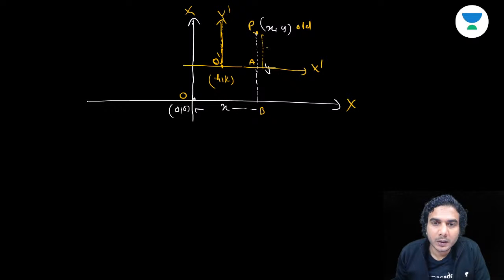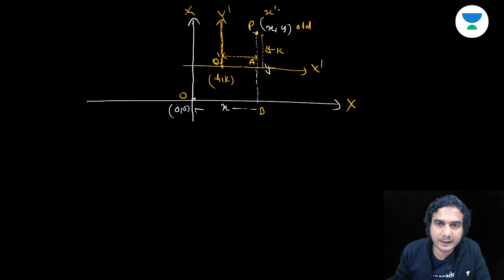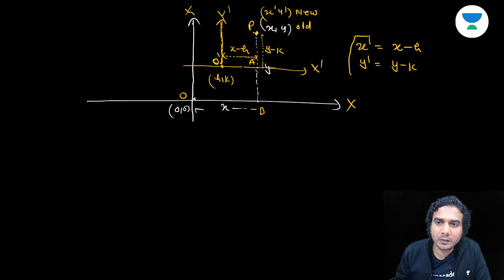y minus k, very good. So this is going to be y minus k. And similarly, what is O dash A? This distance, because this is going to be the x coordinate. So if I take new coordinates x dash, y dash, similarly it is x minus h, right? So basically your new coordinate x dash is nothing but the old coordinate minus h, and the new coordinate y dash is equal to y minus k. Is that okay? So this is how coordinates will change.